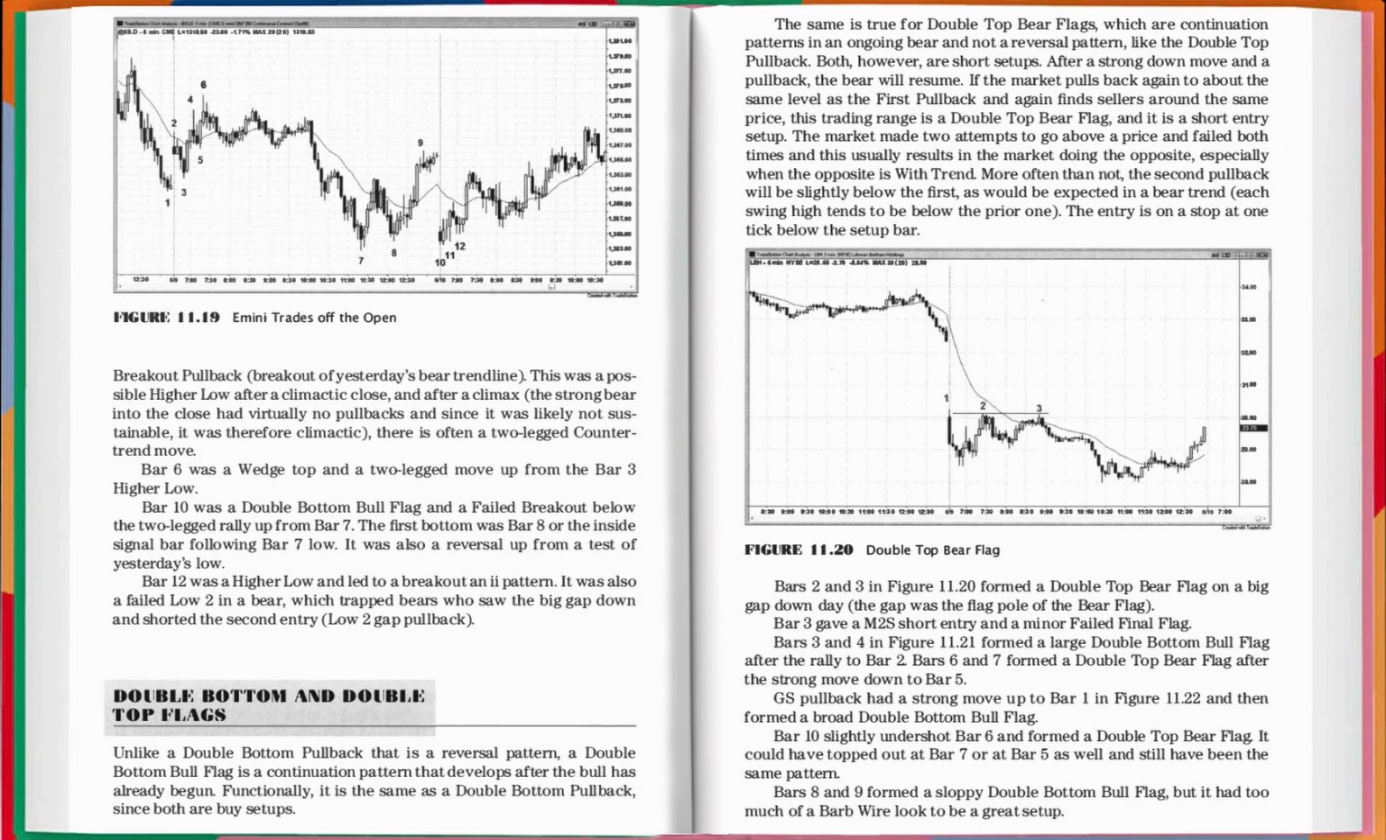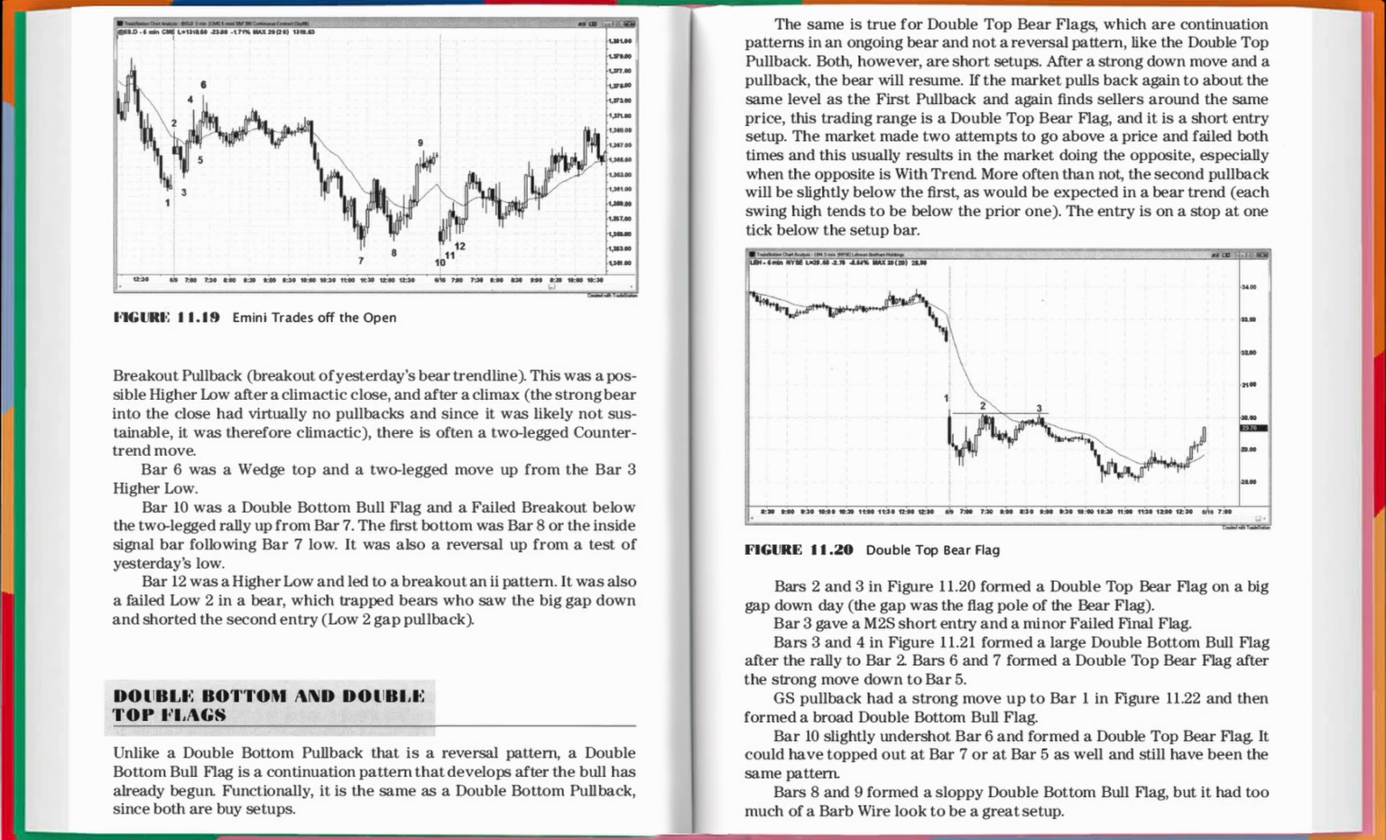Double bottom and double top flags. Unlike a double bottom pullback, that is a reversal pattern, a double bottom bull flag is a continuation pattern that develops after the bull has already begun. Functionally, it is the same as a double bottom pullback, since both are buy setups. The same is true for double top bear flags, which are continuation patterns in an ongoing bear and not a reversal pattern, like the double top pullback. Both, however, are short setups.